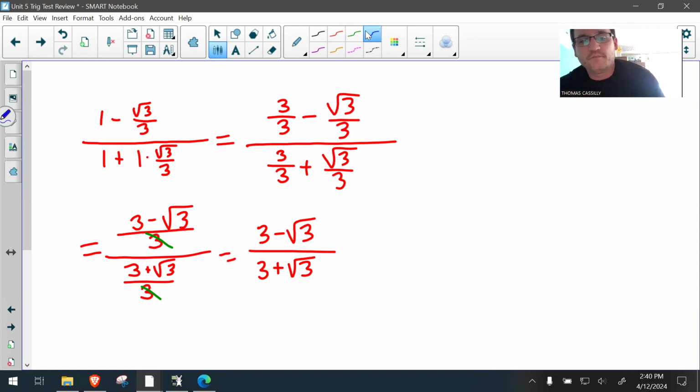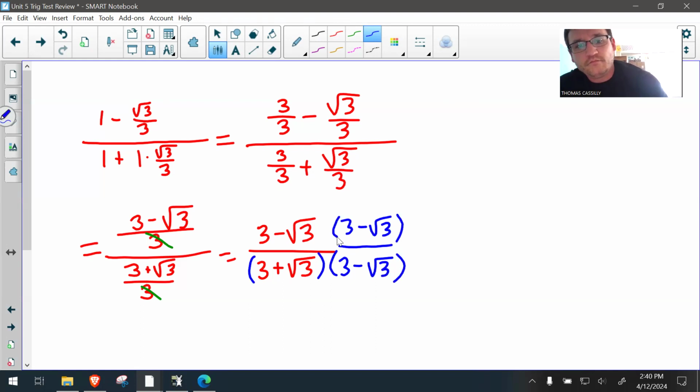And what you want to do here is multiply by the conjugate of the denominator, all right? So 3 plus the square root of 3 is on the bottom, so we want to multiply both the top and the bottom by 3 minus the square root of 3. That's what we call a conjugate. Right? And now it's just a matter of double distributing. So 3 times 3, and then 3 times negative square root of 3.